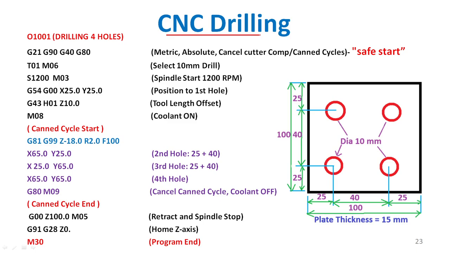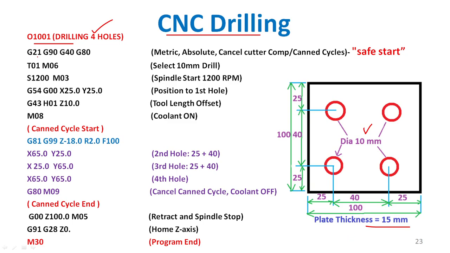The CNC drilling operation is the first program, drilling 4 holes. The plate thickness is 15 mm. The diameter of the hole is 10 mm. The plate is a square plate of 100 by 100.